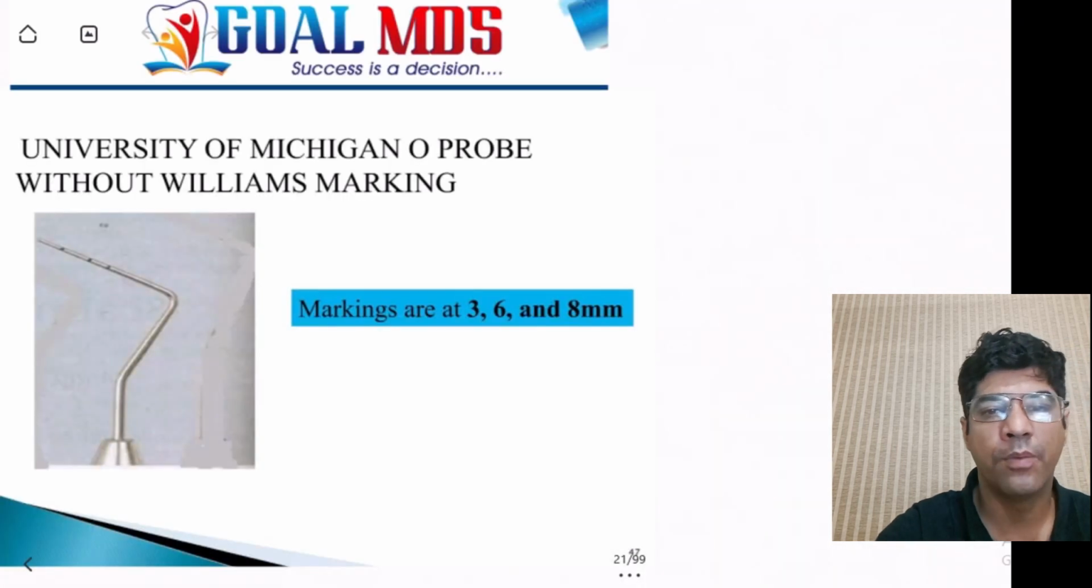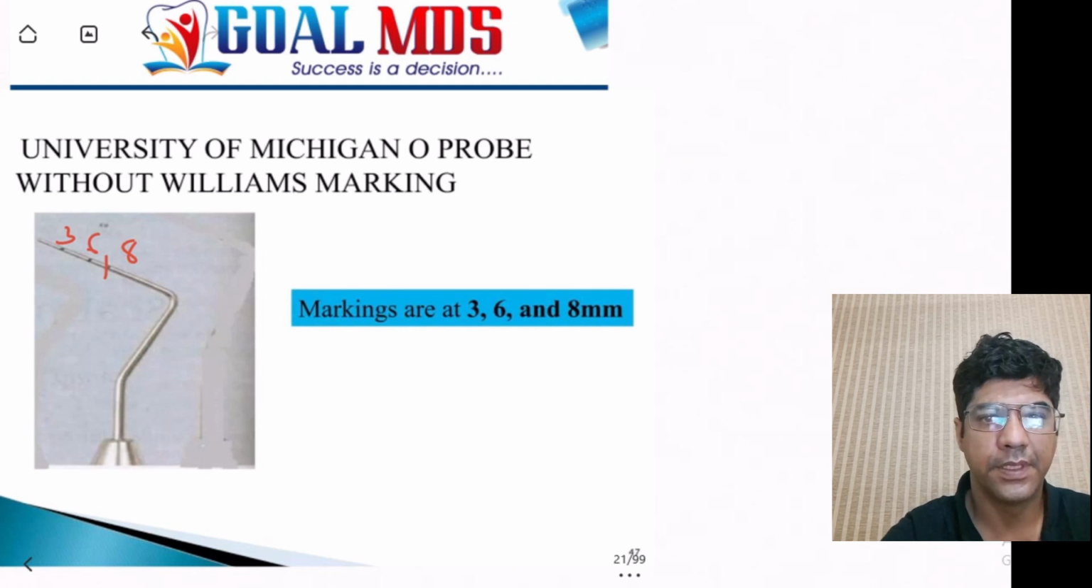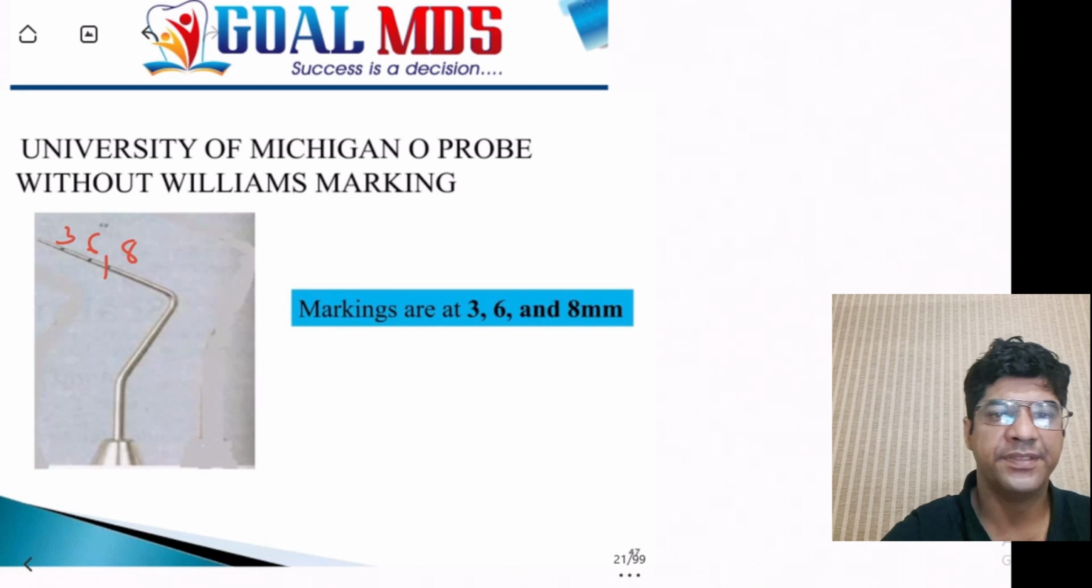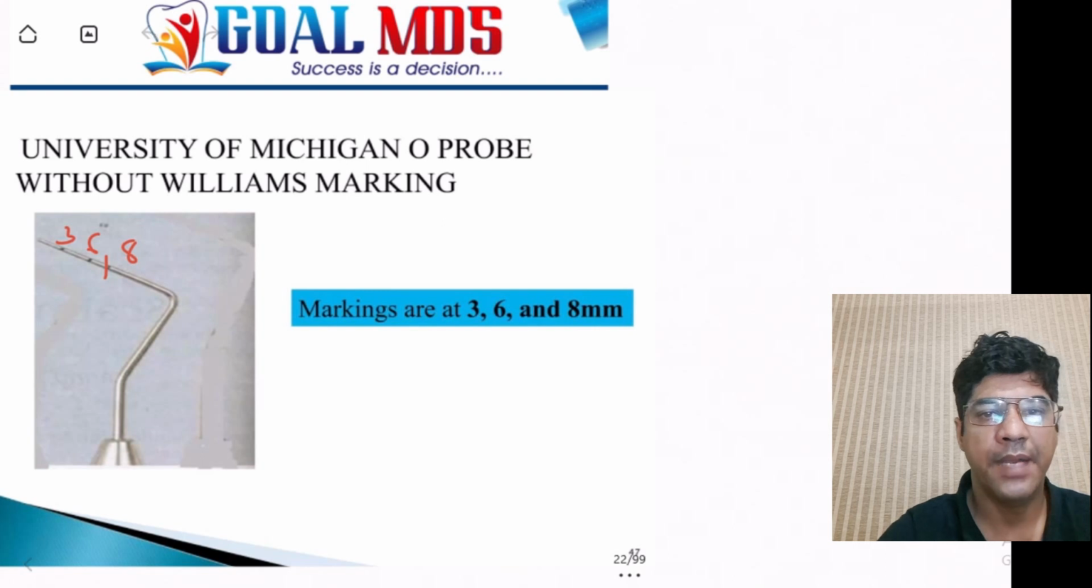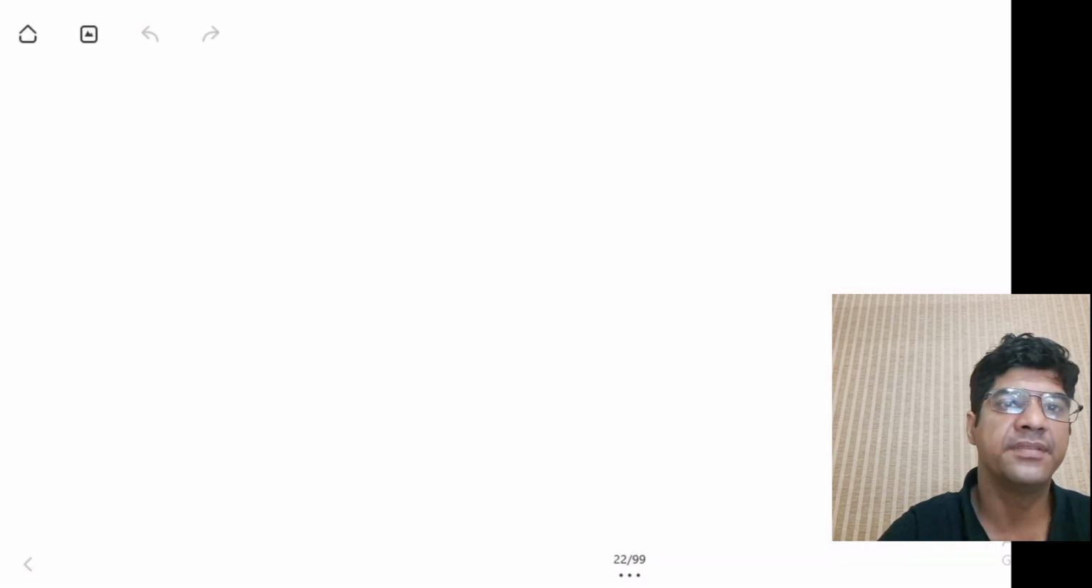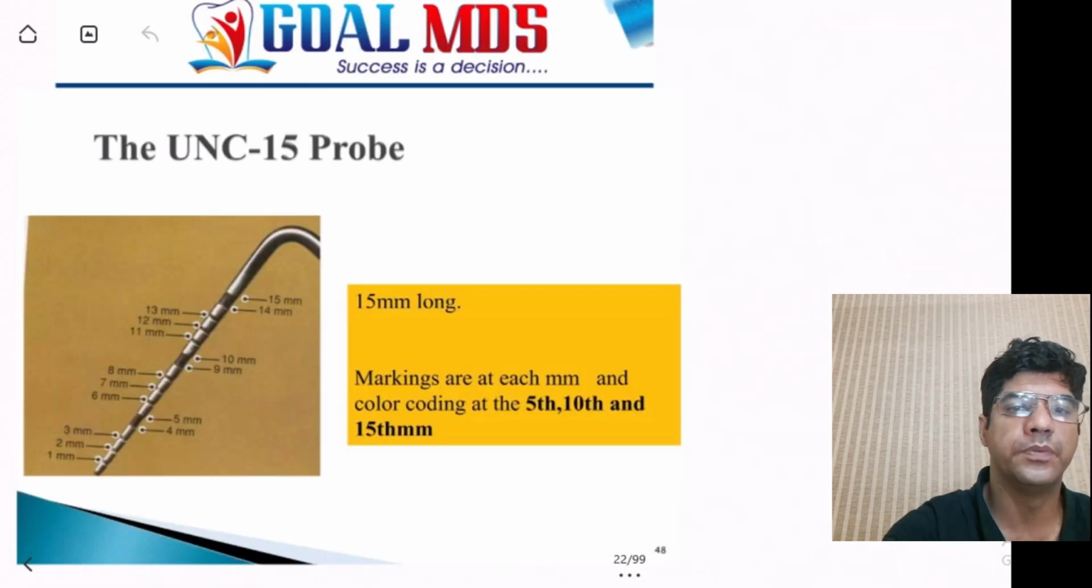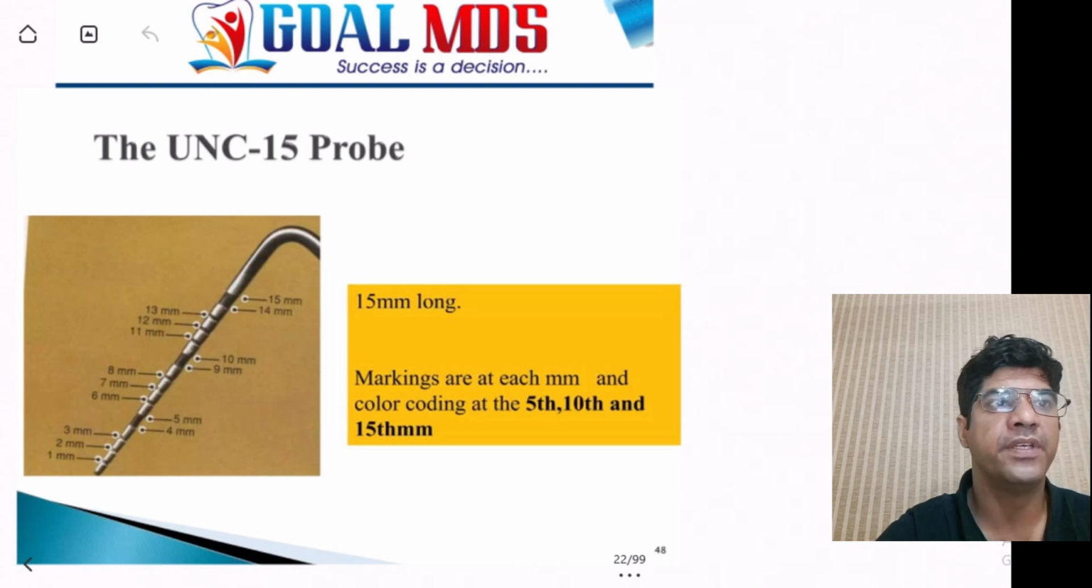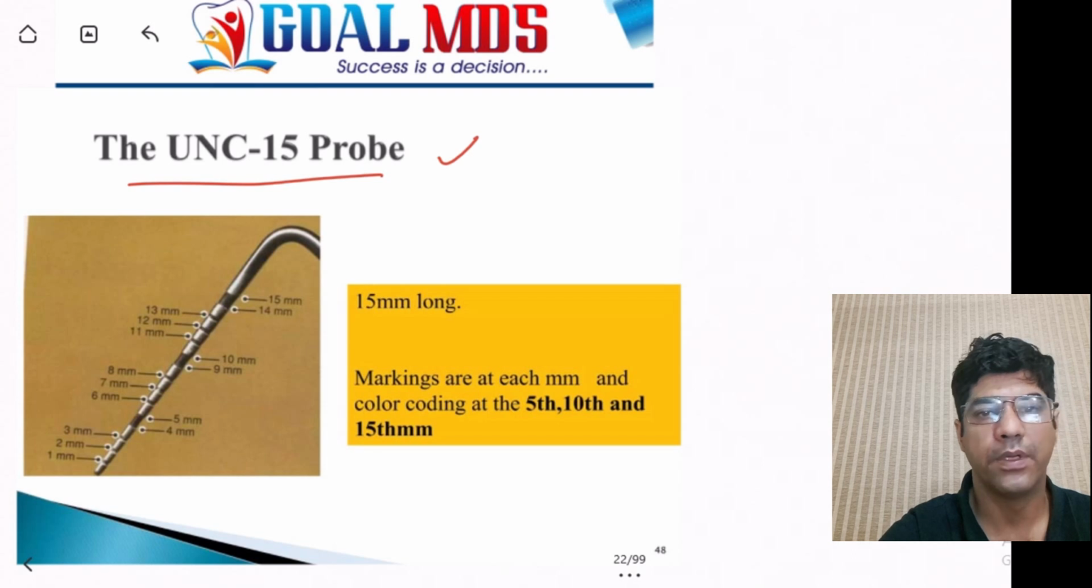The other is the Michigan O probe. It has markings at 3 mm, 6 mm and 8 mm. It is similarly used in periodontal assessment, measuring the pocket depth and assessing the health of the gum tissue. The other is the University of North Carolina 15 probe.